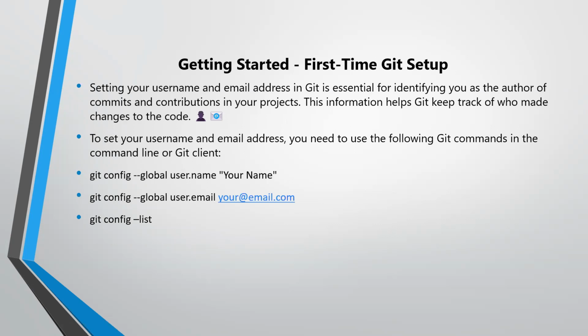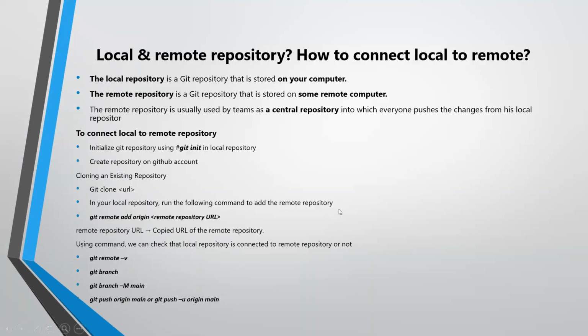So let's say your computer has never accessed GitHub till now. Then you have to set your username and email address in Git. It is essential to identify you as the author of commits and contributions to your projects or repository which you have created right now. This information helps Git keep track of who made the changes. I have already set up my email ID and my user ID, because I have been using Git on this computer.